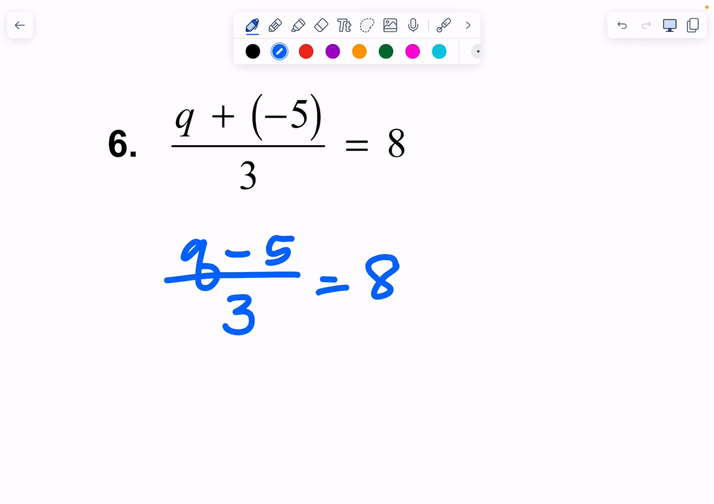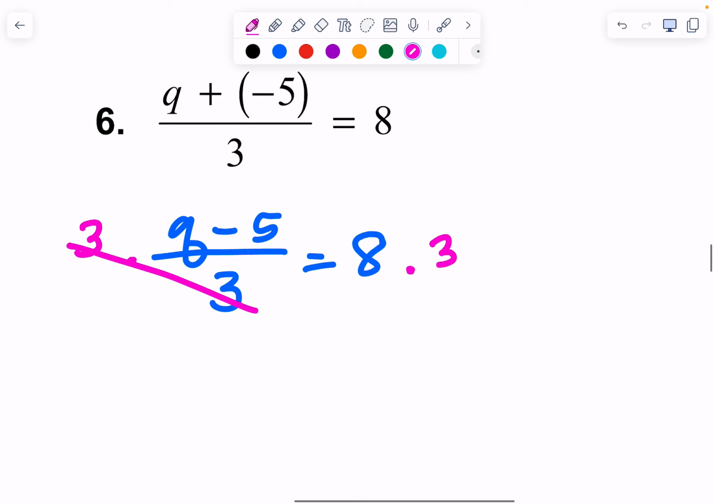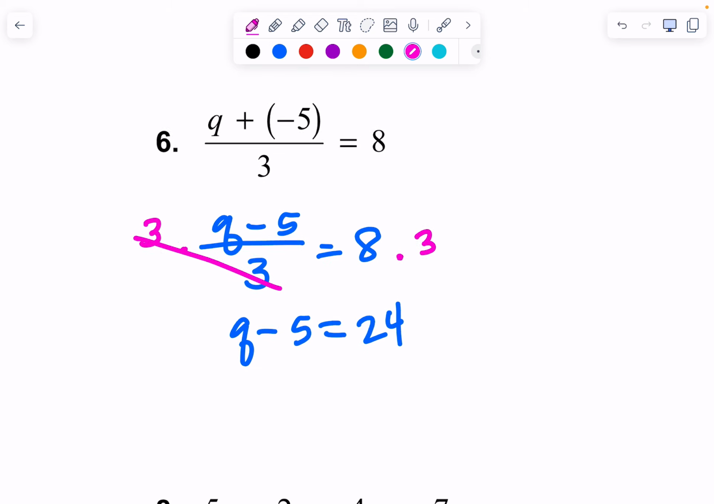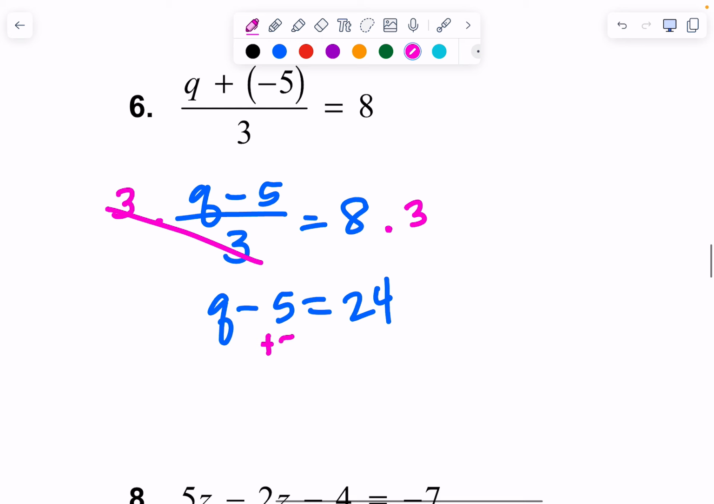How are we going to undo the 3? Okay, it's being divided, so we're going to need to multiply both sides by that 3 to get rid of it. Okay, whichever number is furthest away from the variable has to be moved first. Now what can we do to get rid of the 5? We're going to add 5 to both sides.